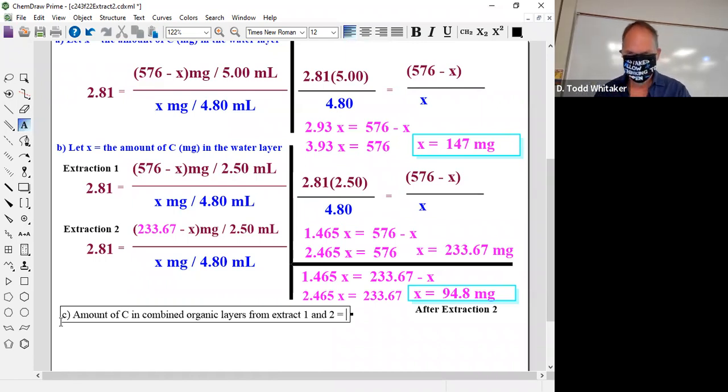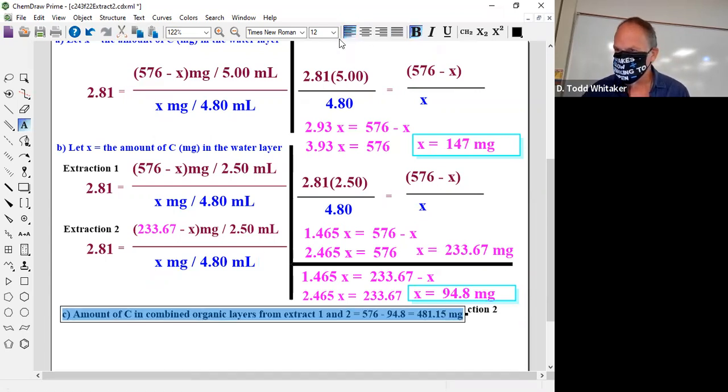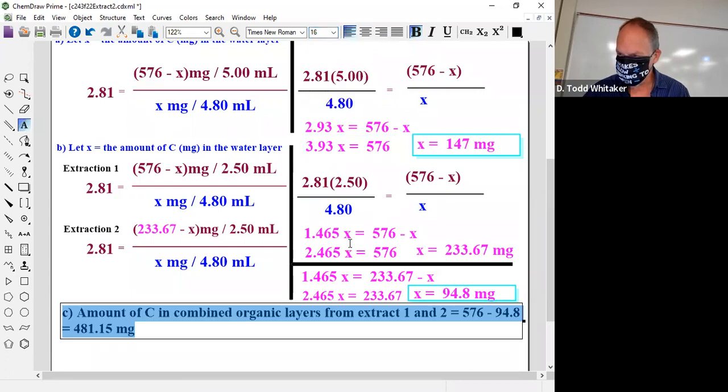The rest, yes, means the rest from 576 minus 94.8, correct? And say 481.15, and that's milligrams, is that correct? Yeah. Milligrams, bold. And we just go 14 or 16. 16.